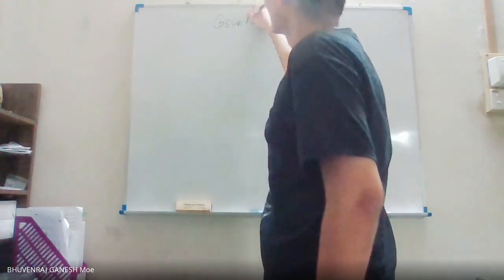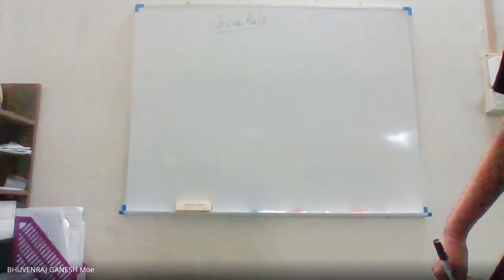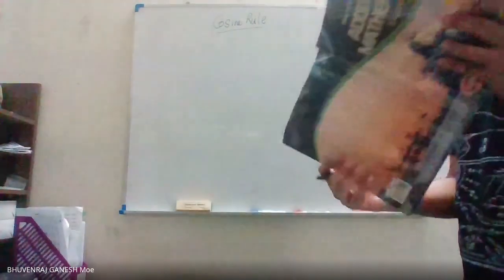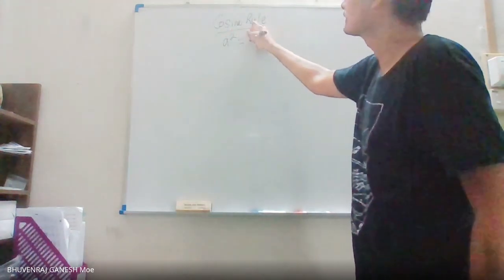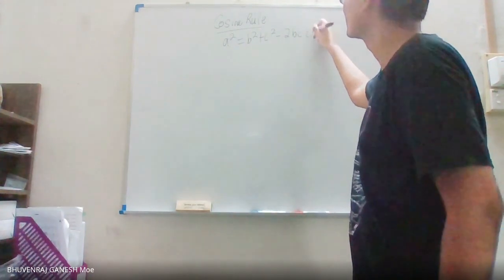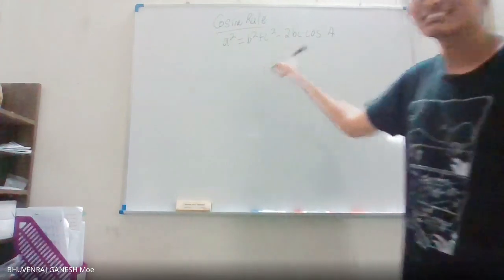So this one I don't want to explain how it came from, because it will take until the end already, surely. So cosine rule. This one's the long one. So the formula is actually a square equals b square plus c square minus 2bc cos A. Don't get a headache when looking at this. It's very long.